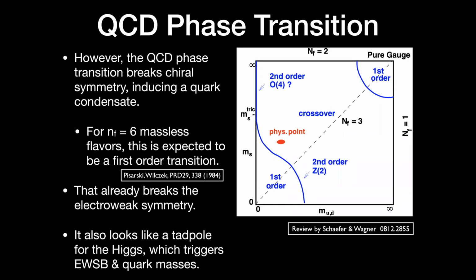There were some arguments by Pisarski and Wilczek in the 1980s that said basically that if you had 3 light fermions or more, you should get a first order phase transition.